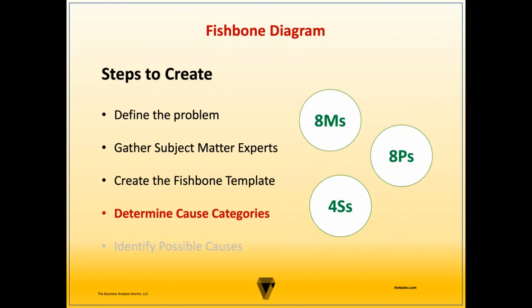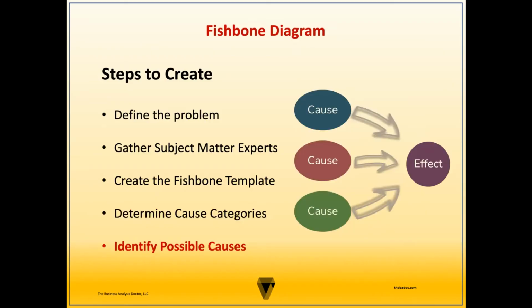Based on your knowledge of the organization, choose the cause categories method that will most effectively represent the possible causes of the problem. This might be the 8Ms method, the 8Ps, or the 4 S's. Once selected, fill in the cause categories appropriately. Now it's time to identify possible causes. Here, you'll brainstorm with subject matter experts to determine the possible causes that may be contributing to the problem that has been defined. Here, the business analyst can guide the stakeholders through each cause category by using prompts and questions. This will generate the various primary causes within each cause category.